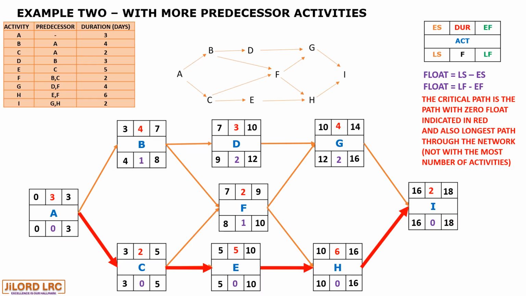For B, we have 1. For D, we have 2. For G, we have 2. And for F, we have 1. So the critical path, which is the path with 0 floats, or the longest path through the network, is A, C, E, H, I.